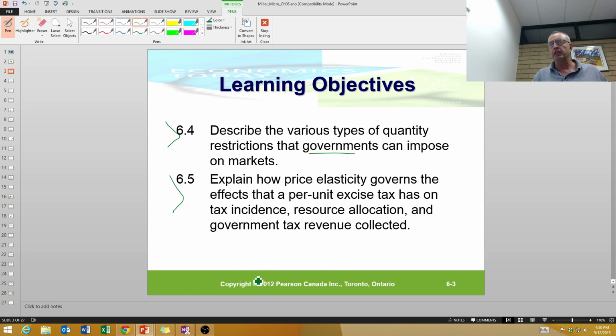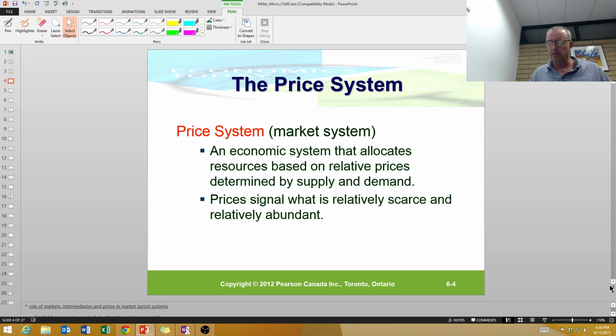Okay, so off we go to chapter 6, and the first little section deals with the role of markets in so-called capitalist economies. So the primary function of markets in capitalist societies is to set prices. And these prices provide signals to buyers and vendors.